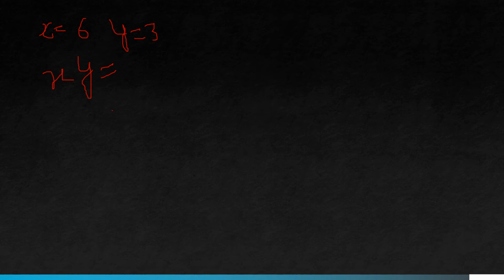So what does xy mean? There is no symbol between x and y, so we write x multiplied by y. Now we can put the value of x is equal to 6 multiplied by y is equal to 3. 6 into 3 is equal to 18. This is how you can solve it.